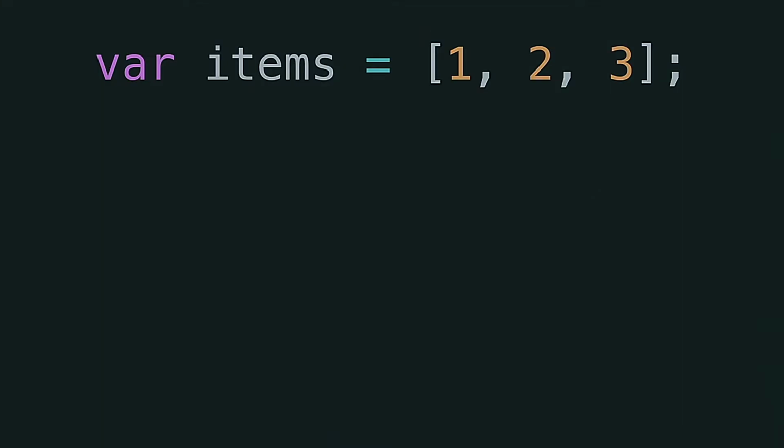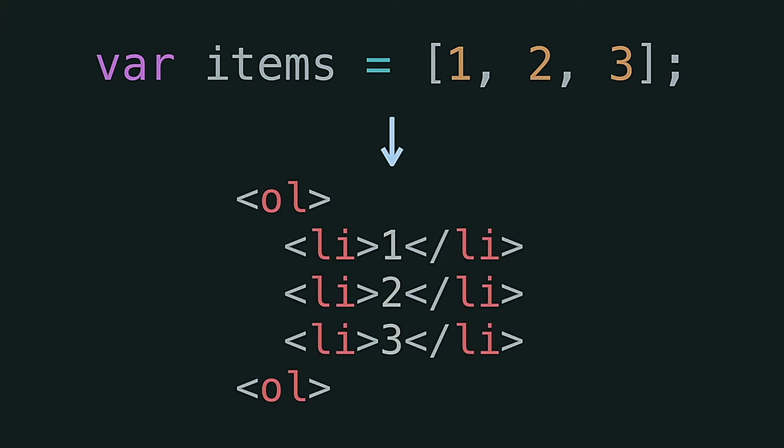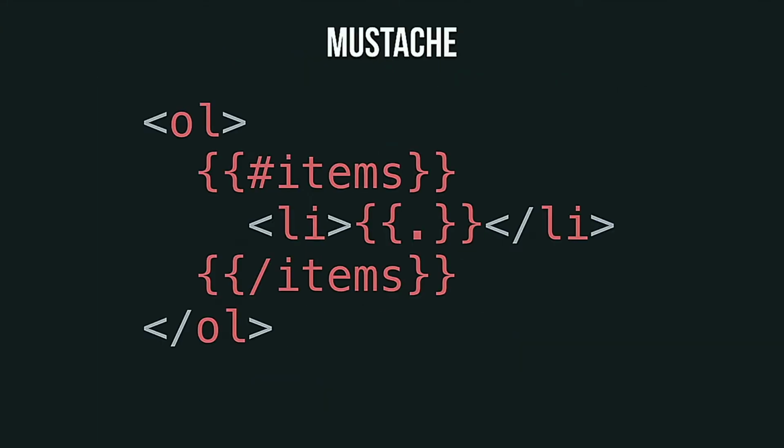So let's take a look at an example of what I mean by that. If I've got an array of items, 1, 2, 3, and I want to output an ordered list in HTML, the result I'm looking for is something like that. And if I use something like Mustache, which is not the oldest, but it's well over 10 years old, it looks like this.